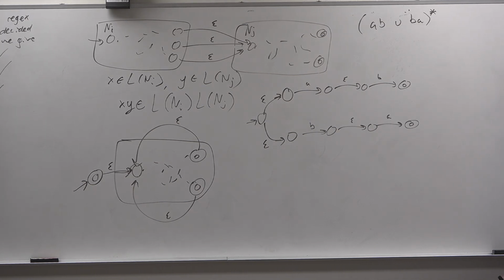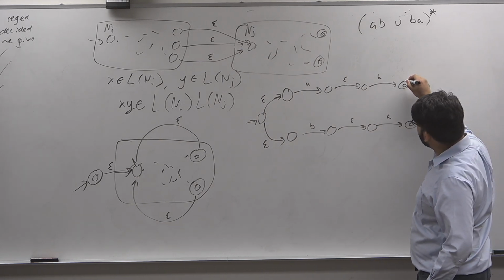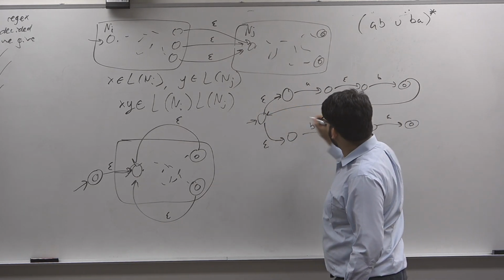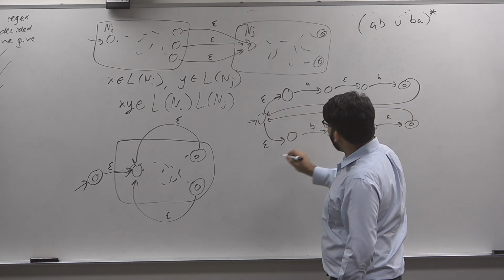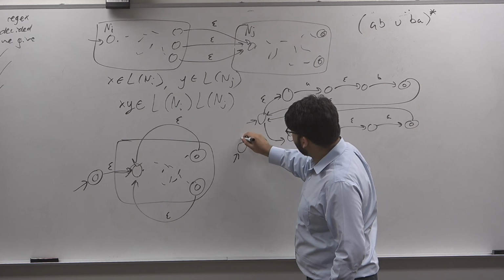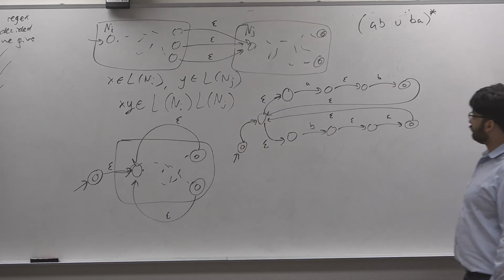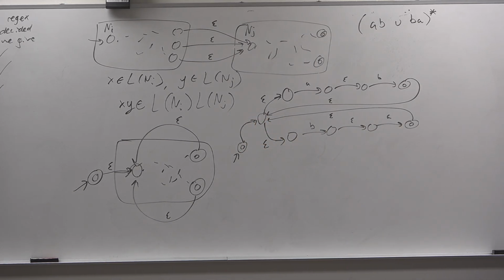Now I'm going to take the star of that. And what the star of that entails is that we go back to the old start state with epsilons, add a new start state though, and make that accepting. Okay, so that is an NFA for this regular expression given the construction itself. Right? So in fact, this tells you how to convert a regular expression to an NFA. Done. What else?